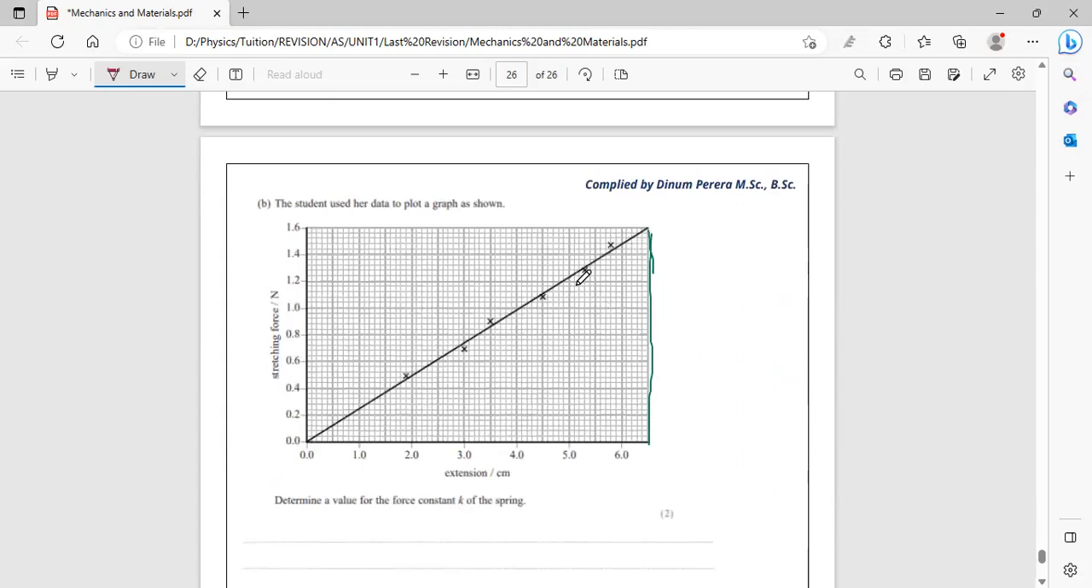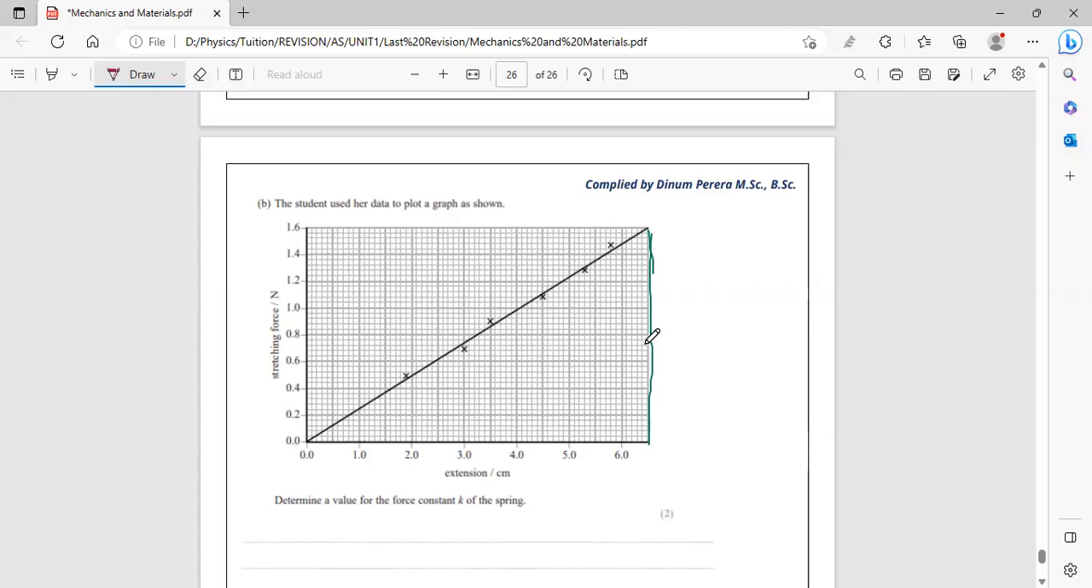Then we have drawn a graph of force versus the extension. Look at the graph. The line of best fit, which is the average line, is drawn in between the points, right? There are 3 points at the top of the graph, and there are 3 points at the bottom of the graph, and 4 points are closer to the line as well. So on either side, there are 3 points each. So it's an average line.